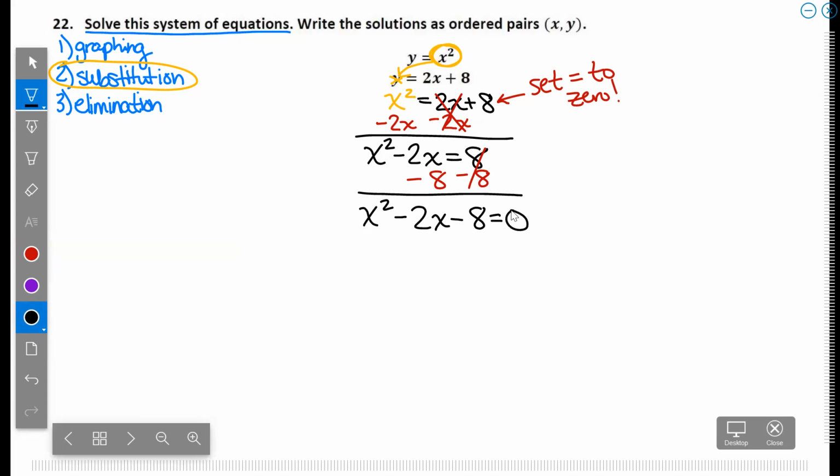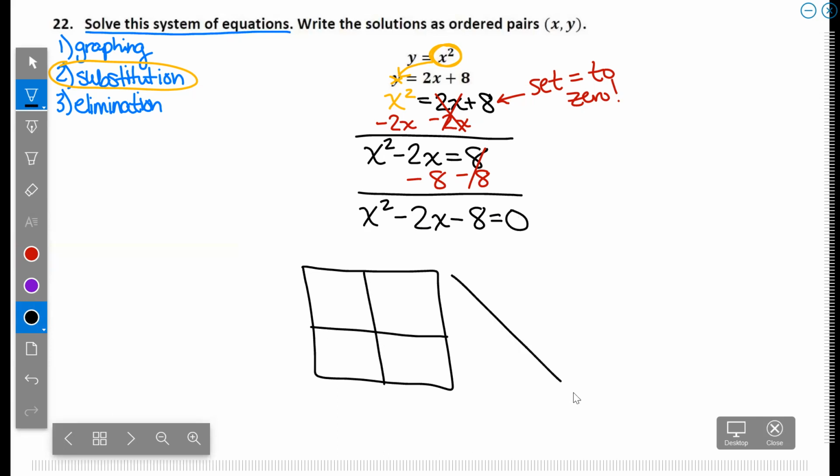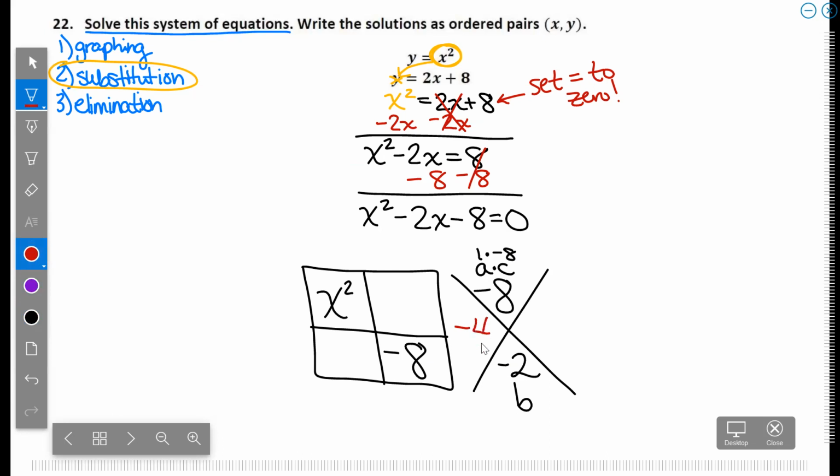How do I factor this? What do I need to draw? X in a box. All right, so I have x squared here, I have negative 8 here. So I have to multiply a and c together, 1 times negative 8. So I need 2 numbers that multiply together to give me negative 8, but when I add those same 2 numbers together, I get negative 2. What will do that? Negative 4 and 2. So negative 4x and 2x.